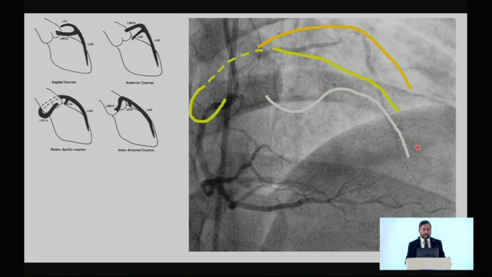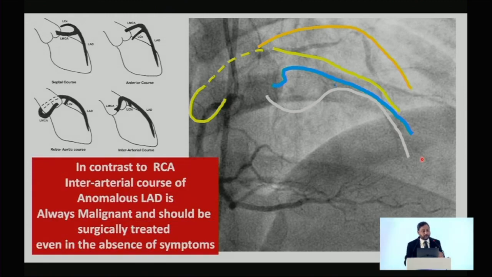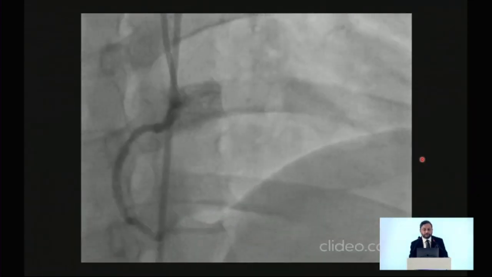But the most difficult artery to identify here is the interarterial course, where it will take a sharp bend here, then it will go end on between the pulmonary artery and the aorta, and this end-on vessel will appear thick and will look like an I sign, which is classically described. Then it will take a sharp bend, not like a dome shape, and come into the interventricular groove, and that's how you identify the interarterial course of the left coronary arteries. Remember, in contrast to the right coronary artery, where the interarterial course is usually benign, the interarterial course of an anomalous LAD is always malignant and should be surgically treated even in the absence of symptoms.